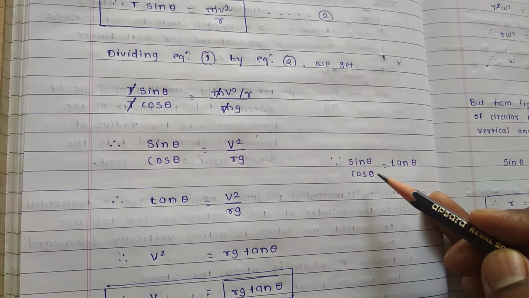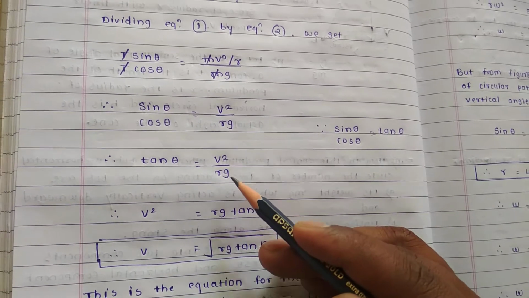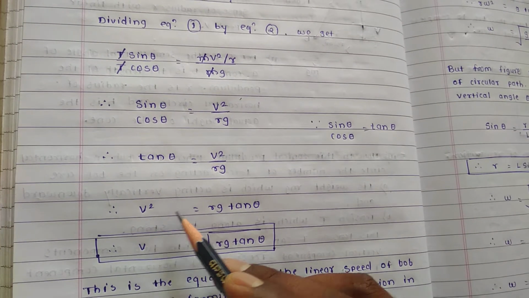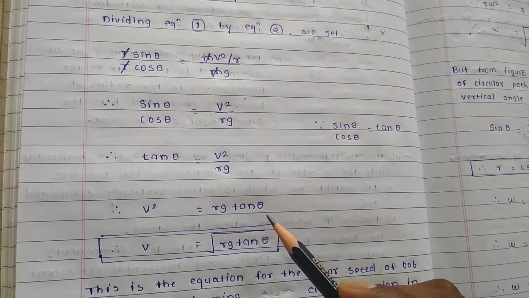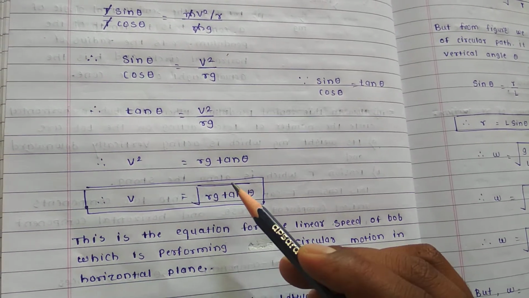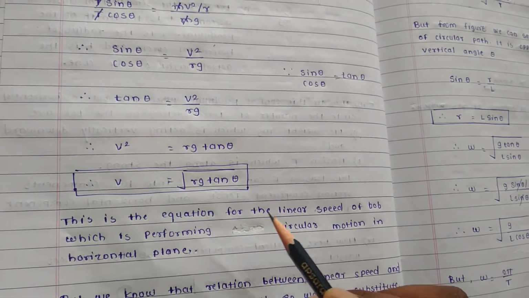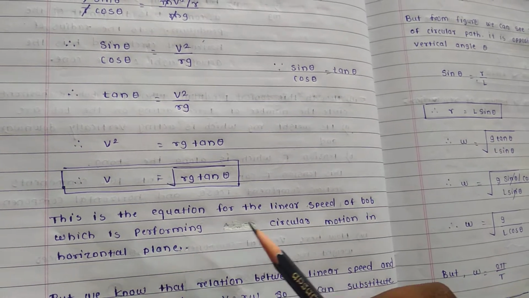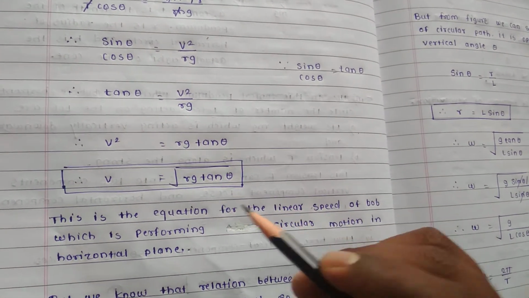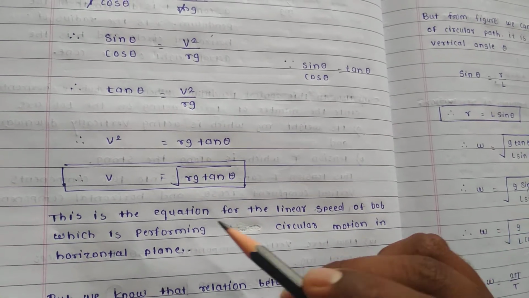But we know sin theta upon cos theta is equal to tan theta. Therefore, tan theta is equal to v square upon rg. Taking v square on the left hand side, v square is equal to rg tan theta, and taking the square root, v is equal to under root rg tan theta. This is the equation for the linear speed of the bob which is performing circular motion in the horizontal plane.